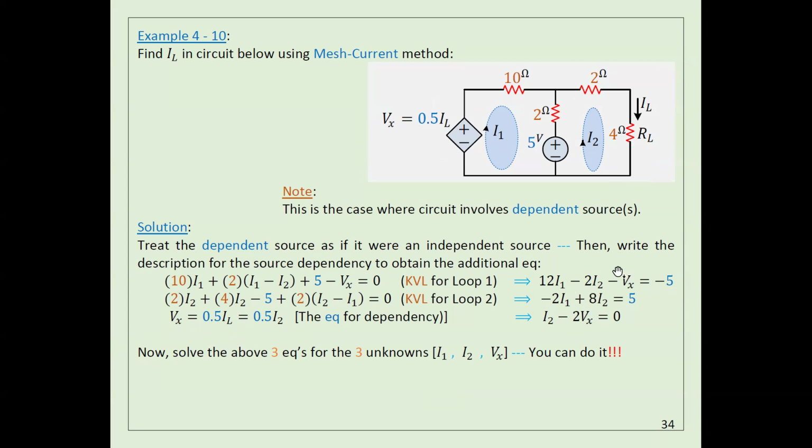So now I can remove this unknown Vx. I can put it here. Maybe this is confusing, but I want to make it easy. I'm going to replace Vx here. I can just replace Vx by 0.5 I2.